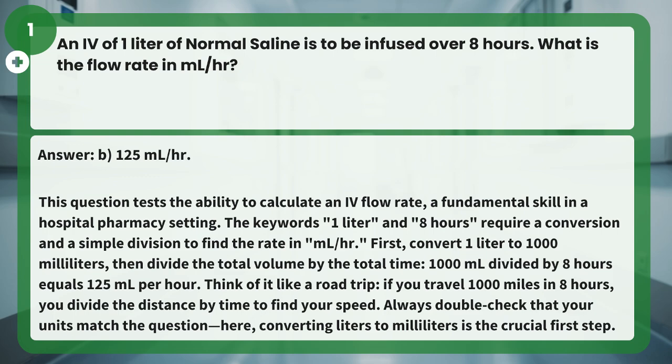Think of it like a road trip. If you travel 1000 miles in 8 hours, you divide the distance by time to find your speed. Always double-check that your units match the question. Here, converting liters to milliliters is the crucial first step.